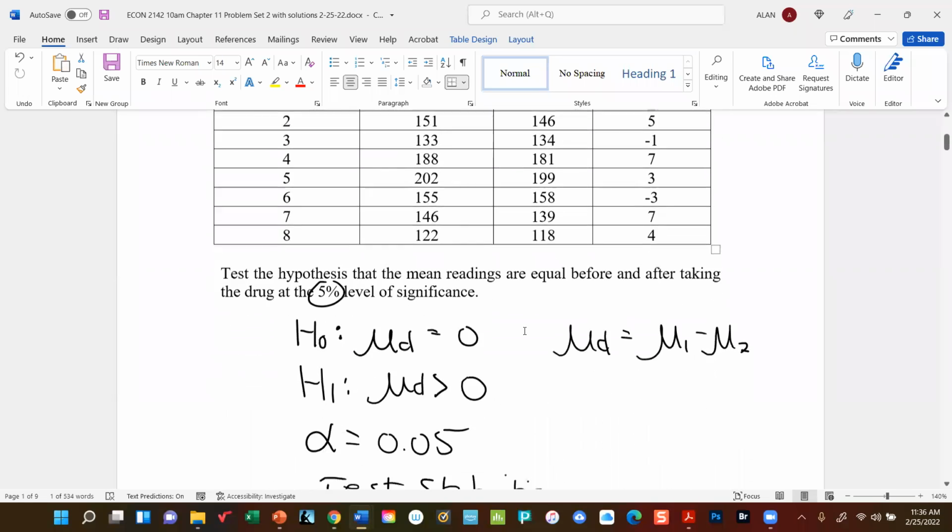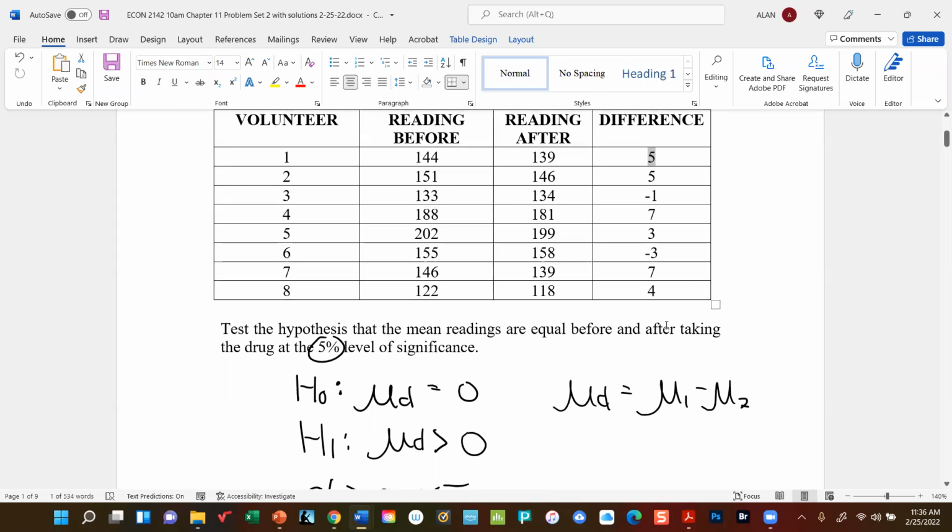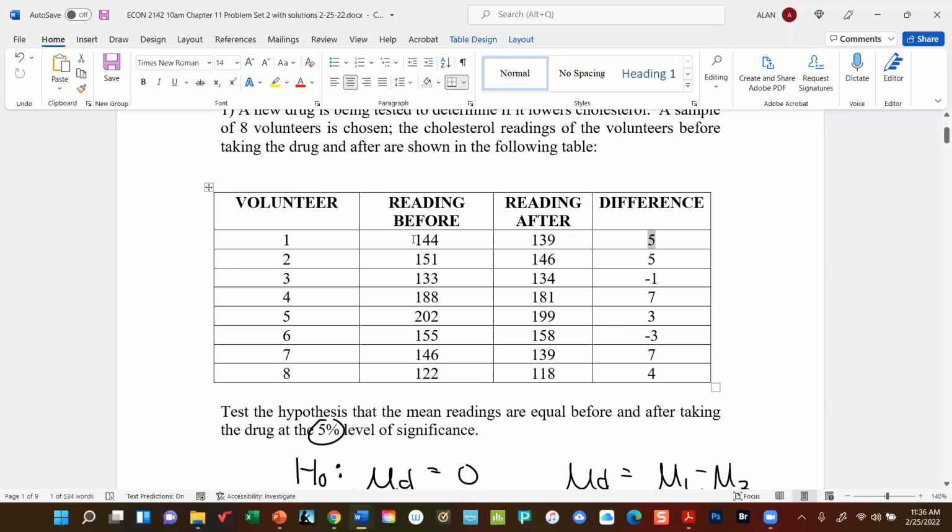First of all, remember mu D, as we're using in this section of the chapter, the mean difference is defined as the mean of the first group minus the second group. So what that means then is that here, we're hoping to find that the readings are getting smaller, because remember, we're trying to lower people's cholesterol. And so if they are smaller, then the differences will be positive.